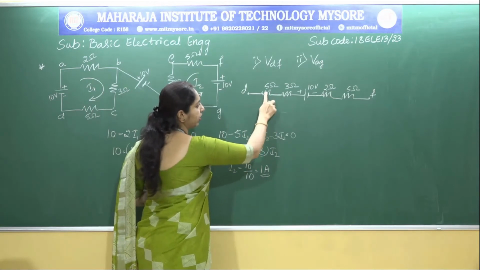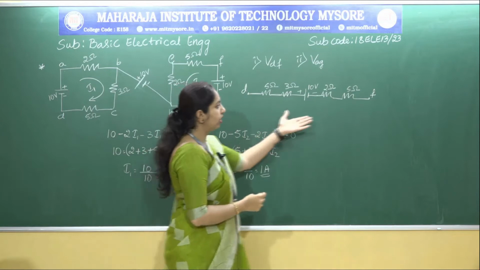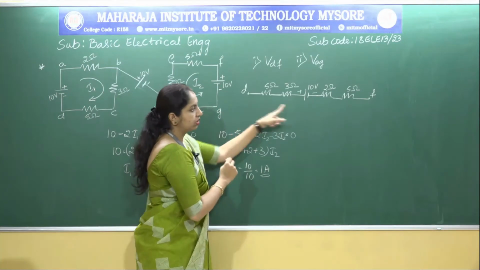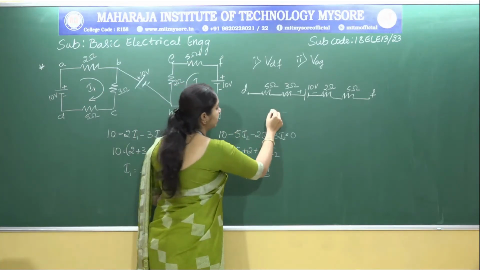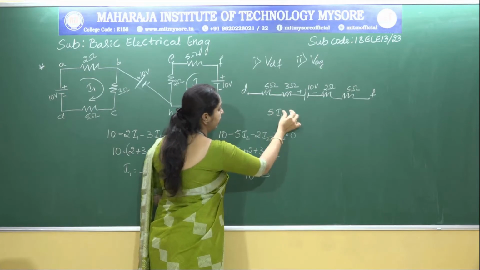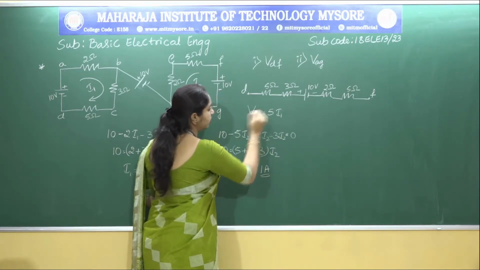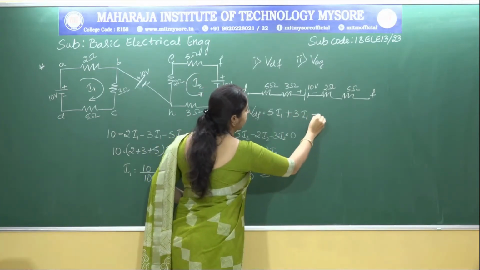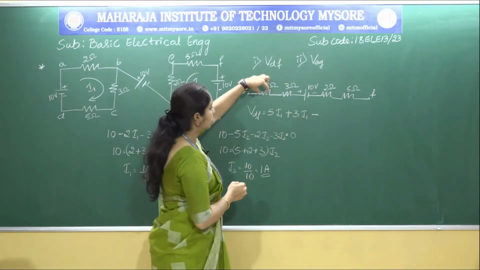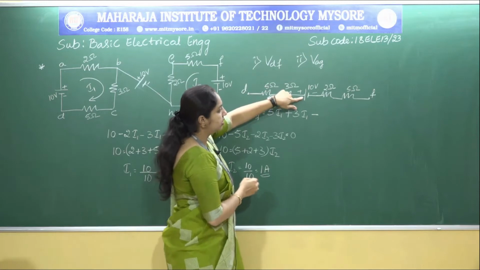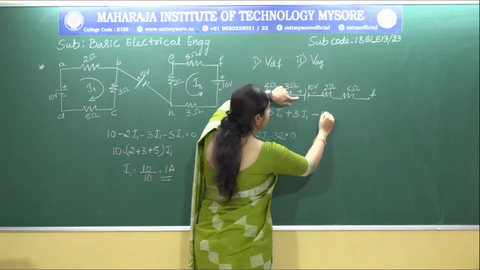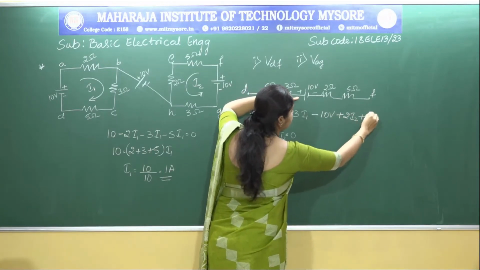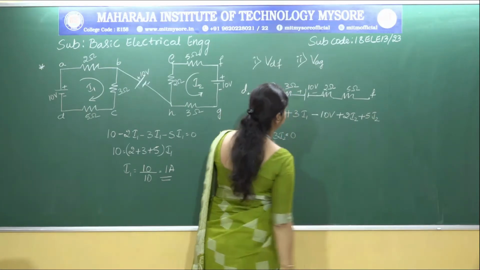Okay, we know what current passes through the 5 ohm and 3 ohm resistances, and what current passes through the 2 ohm and 5 ohm resistances. Now if you apply KVL to this path, what do we get? VDF is equal to 5 into I1 plus 3 into I1, and minus, because I am considering from D to F, so this will be treated as positive, and since this direction is opposite, we get minus 10 volt, then plus 2 into I2 plus 5 into I2.